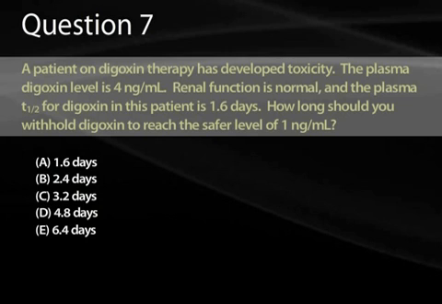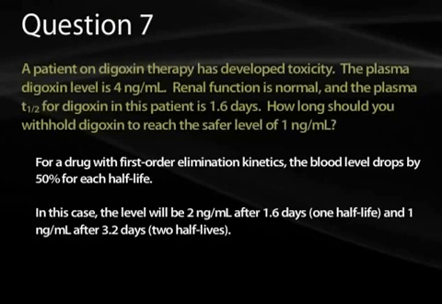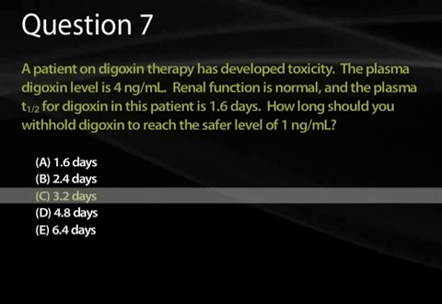It would take the patient one half-life to go from 4 to 2. That would be 1.6 days, as it said here. It would take another 1.6 days to go from 2 to 1. Therefore, 1.6 plus 1.6 is equal to 3.2. And the answer is 3.2.